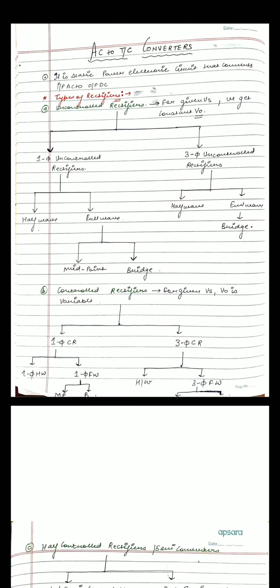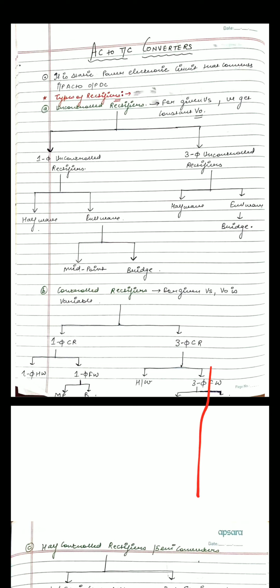Number one is single phase uncontrolled rectifiers, and number two is three phase uncontrolled rectifiers. In single phase uncontrolled rectifier, we have half wave and we have full wave. In three phase also, we have half wave and we have full wave. In half wave, we have different types of loads like R load, RL load, RLE load, pure inductance, pure capacitance. So we have different types of load which we have to study.